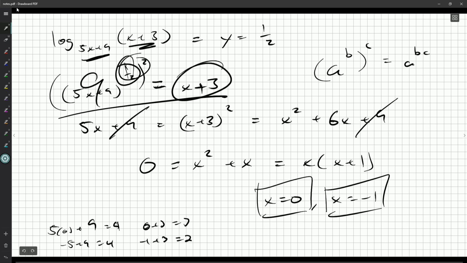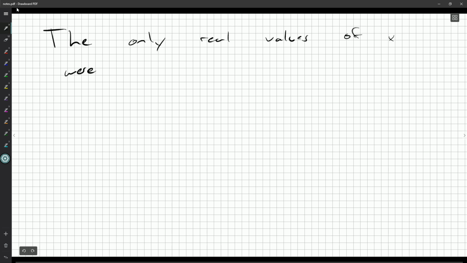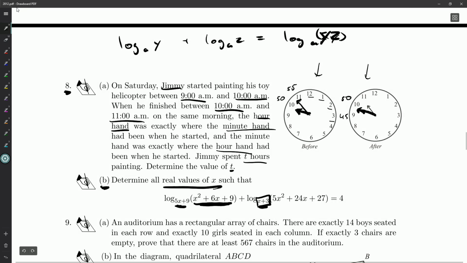But that's it. These were the two cases, y equals 1 and y equals 1 half. We've explored both of them quite nicely. And so we can say the only real values of x, in fact, these are the only values, period, were 0, minus 1, and minus 3. Or sorry, minus 3 halves. And that's it. We don't really have anything else to say. We don't have another part to the question.